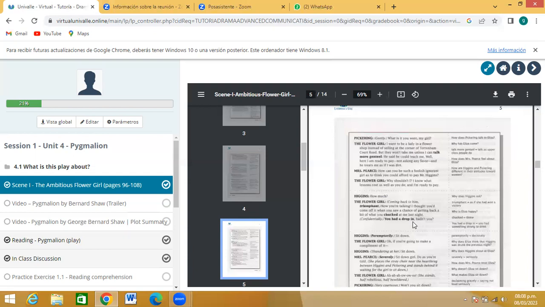Right. So it says, now you're talking. I thought you'd come back. A bit of what you chucked at me last night. So basically, something that he has told or thrown to her. That's what I understand by chucked. Okay, that depends on the context, you know, because in English there are many words that can have different meanings, and it all depends on the context.